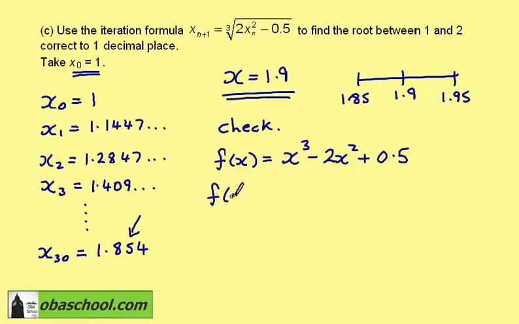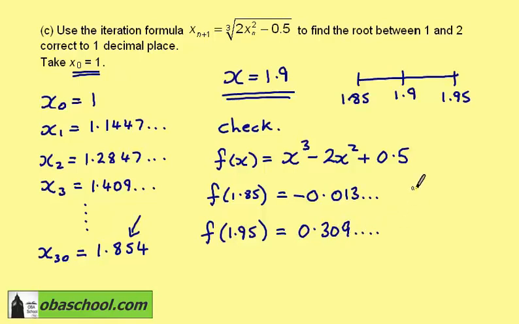So we need to evaluate f of 1.85 and f of 1.95 and see if there is a change of sign. If we do these evaluations, we find that f of 1.85 is minus 0.013 and so on, and f of 1.95 is 0.309. Therefore there is a change of sign, and the root must be in this interval. If the root is in this interval, then the answer is 1.9 to 1 decimal place.